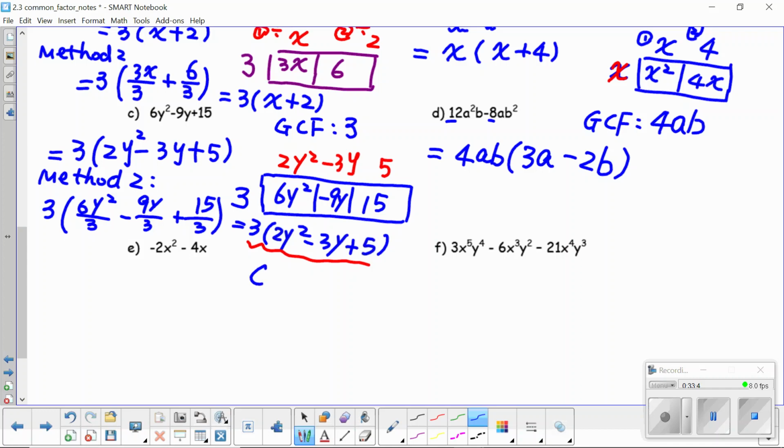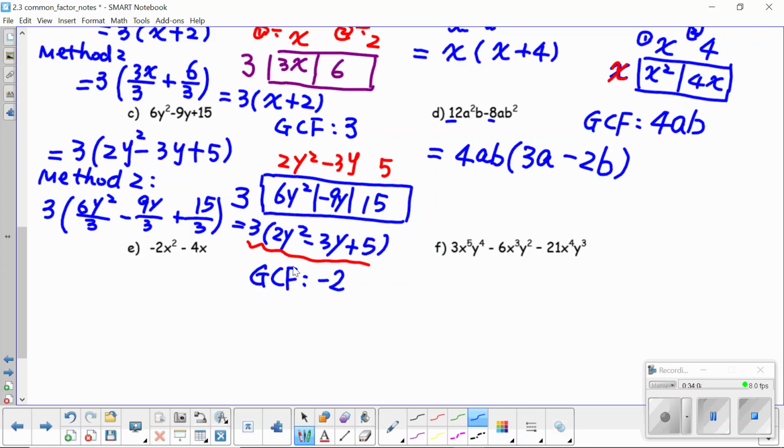Then the next one, greatest common factor, 2 and 4. Which number could go into 2 and 4? So 2, 1 times 2, 4, 1 times 4, 2 times 2. Greatest common number is 2. Also, we don't want to have the negative sign at the front of the variable in the bracket. So we take the negative out too.